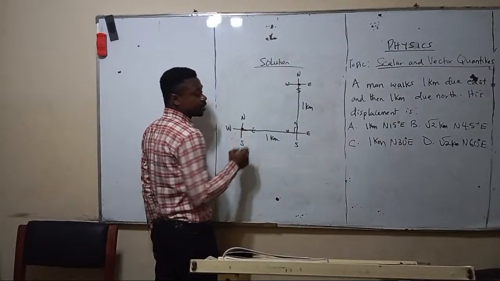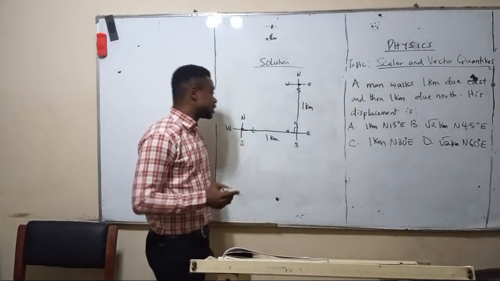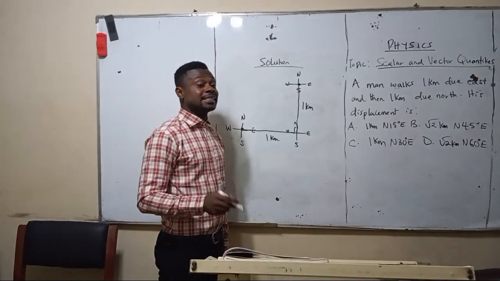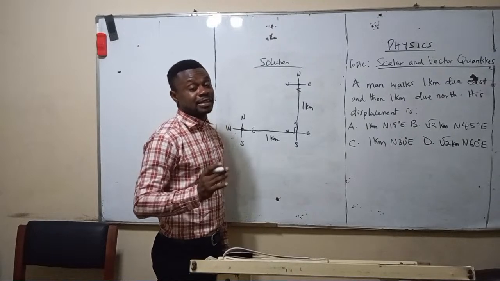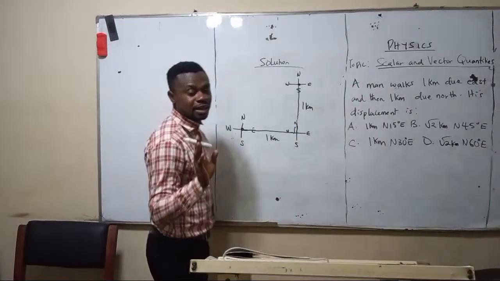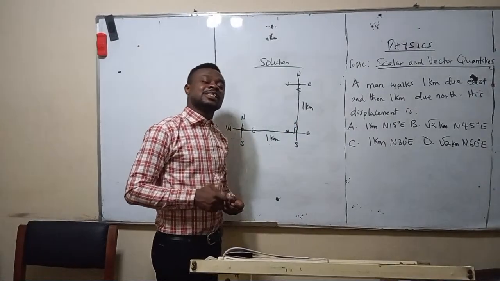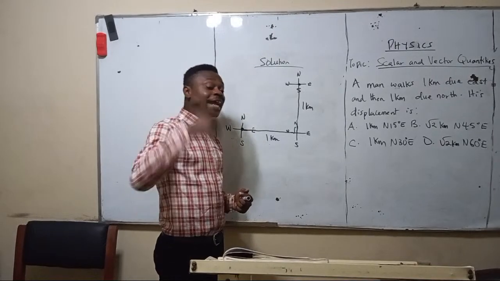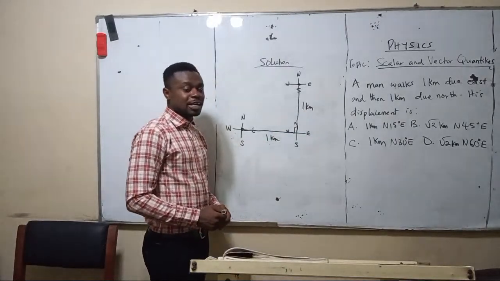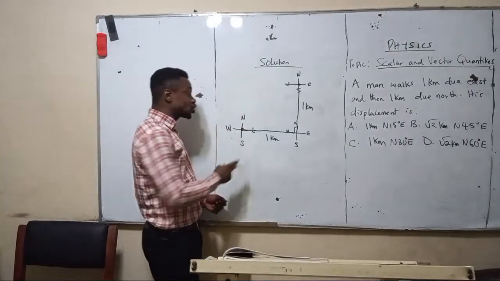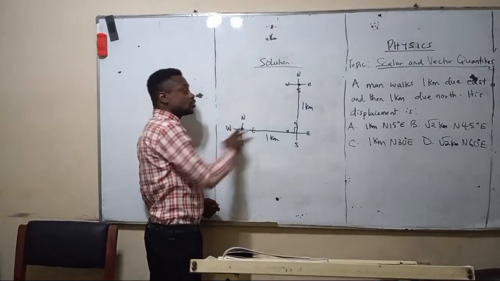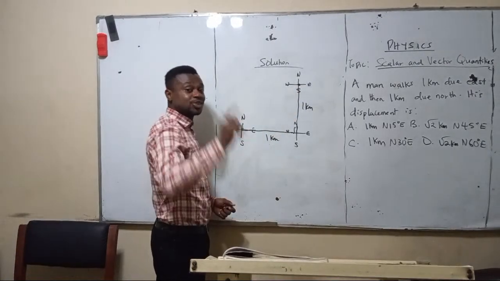He started from here. So let me now explain what I wanted to explain. The distance covered is this 1 kilometer plus 1 kilometer, which is simply 2 kilometers. But the displacement is different. The magnitude of the displacement is not 1 plus 1, 2. No. The magnitude of the displacement is the shortest route from the man's origin to the man's new location, and that shortest route is this.